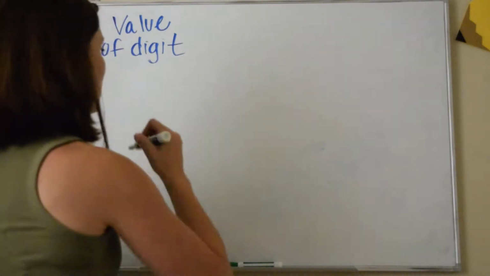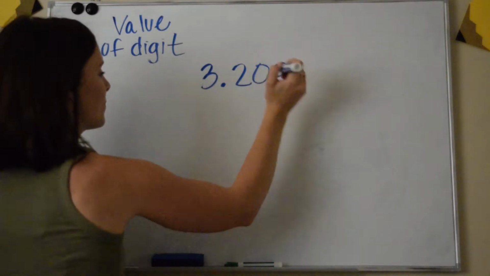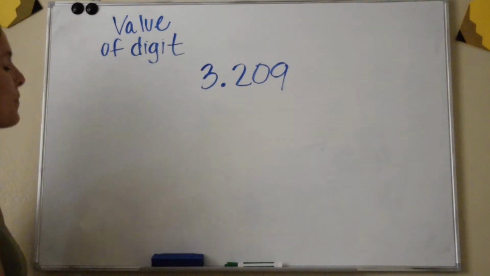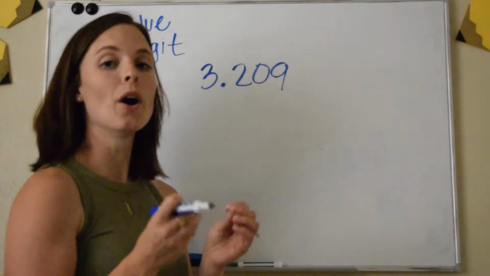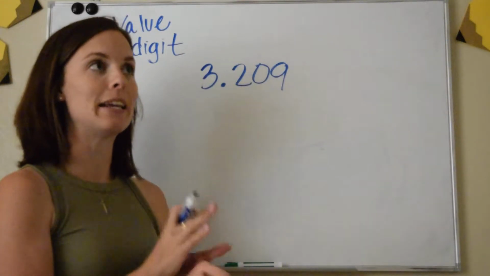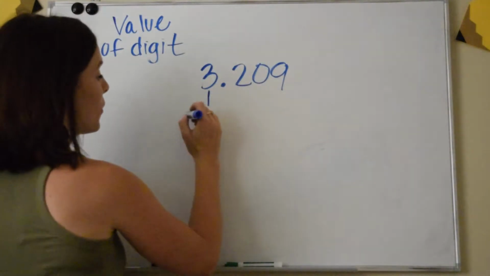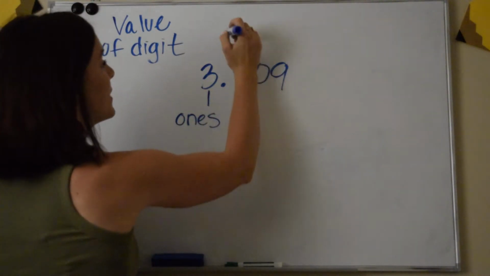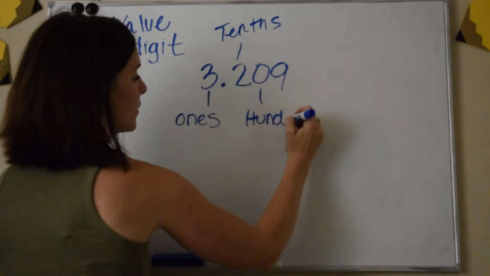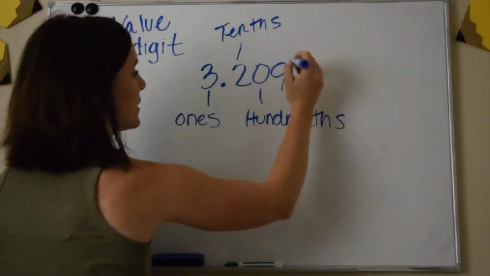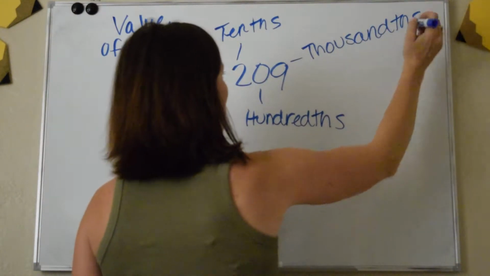So here we go. Let's say I have the number 3 and 209 thousandths. Remember that in our place value chart, it's important to understand the chart. If you know what the value names are in each parking spot of a place value chart, this should be easy cheesy. So this is the ones place, this is the tenths, this is the hundredths, and this is the thousandths. So let's go ahead and identify what that looks like.